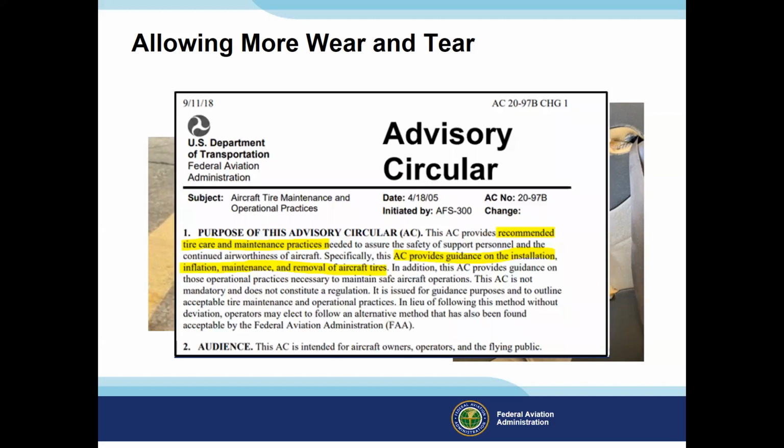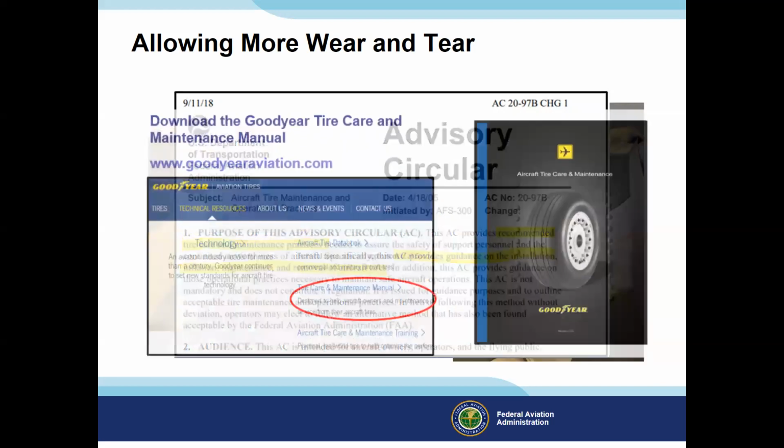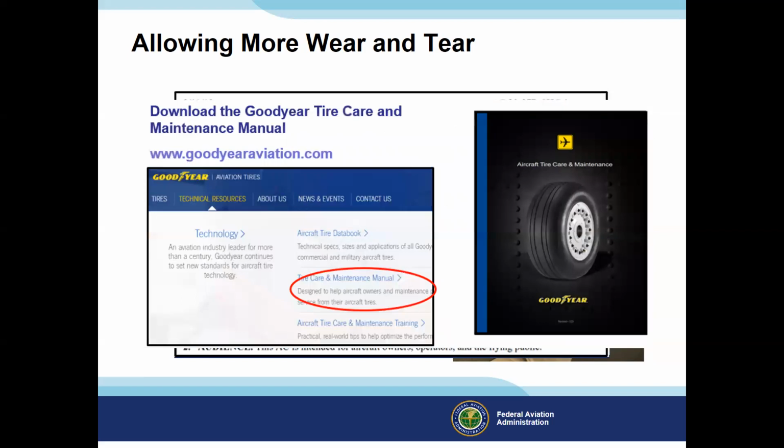AC 20-97 is a good reference for tire wear. And Goodyear also has a nice tire care and maintenance manual on their website.